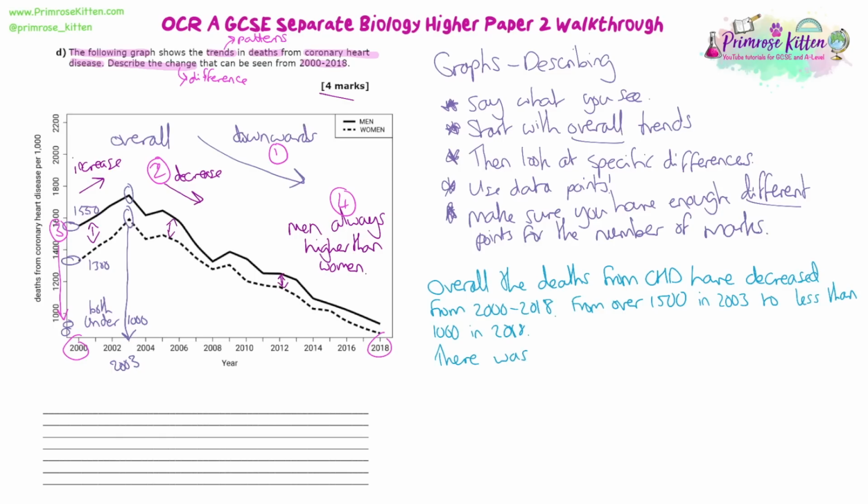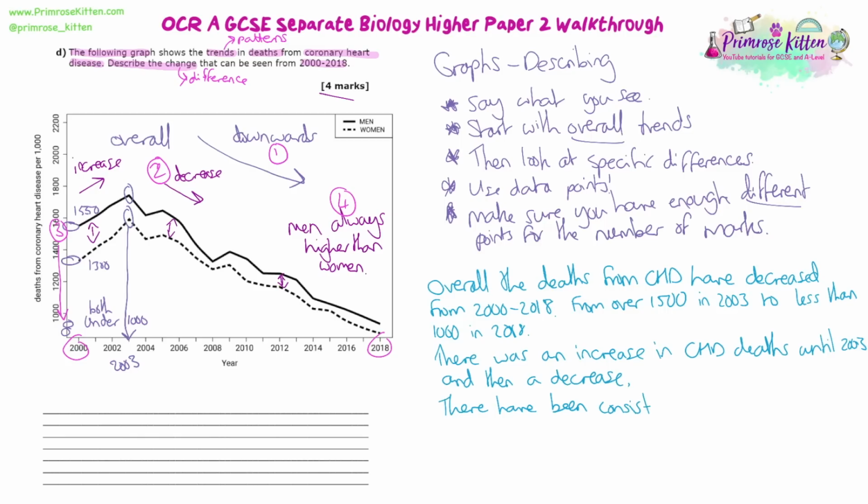There was an increase in CHD deaths initially until 2003, and then there was a decrease. So we've described that pattern that we saw. There have been consistently more deaths from CHD in men than in women, and you can add throughout the whole time, or from 2000 to 2018. So there we go, 4 points. That is question 4 done.